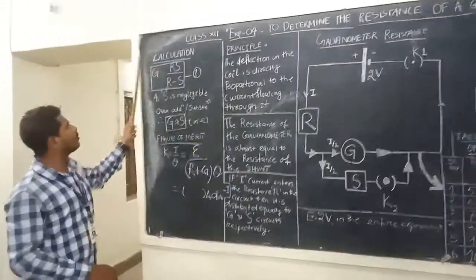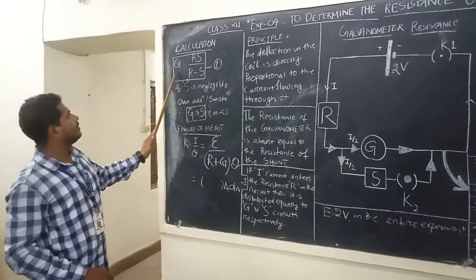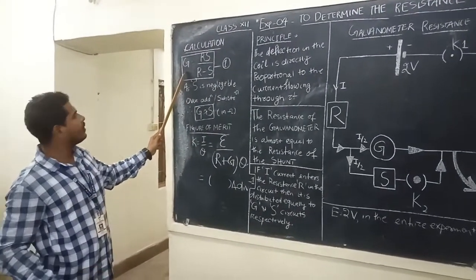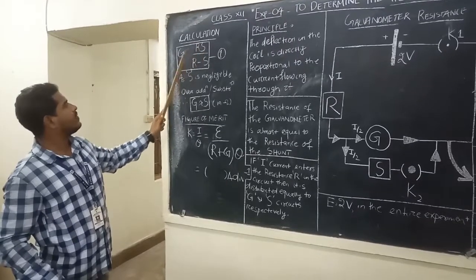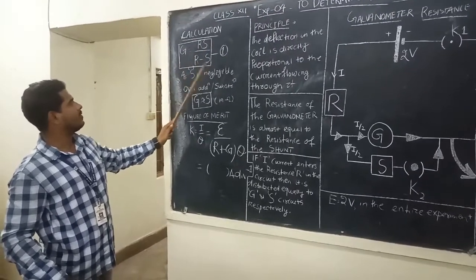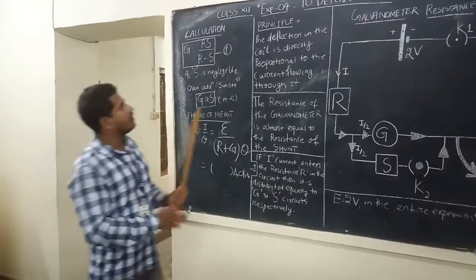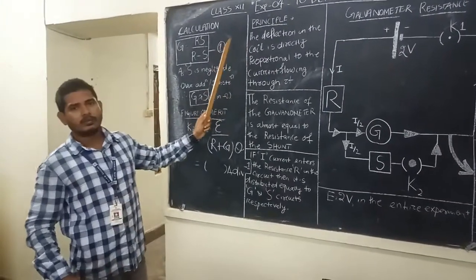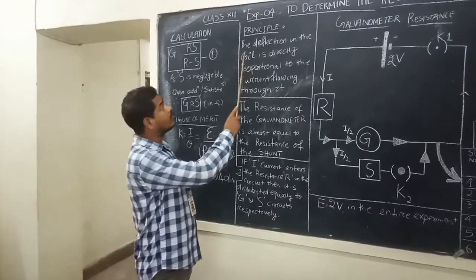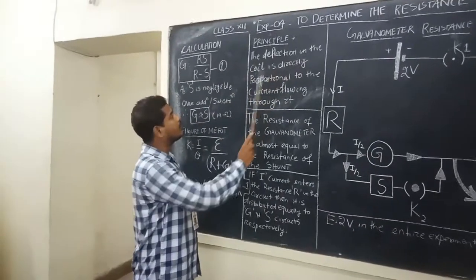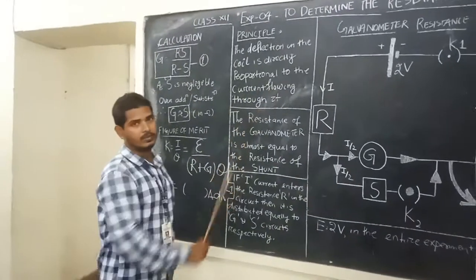Now this is the working formula for the experiment. The resistance of the galvanometer, G, equals R multiplied by S divided by R minus S. What is the principle in this experiment? The deflection in the galvanometer coil is directly proportional to the current flowing through it.